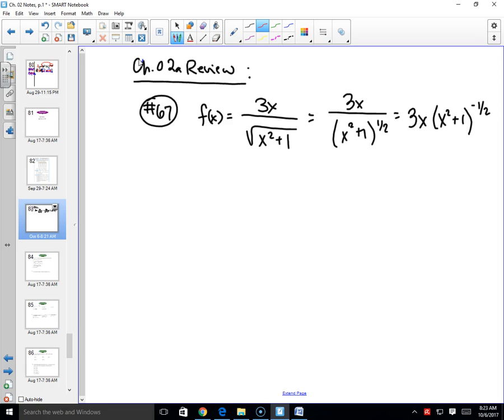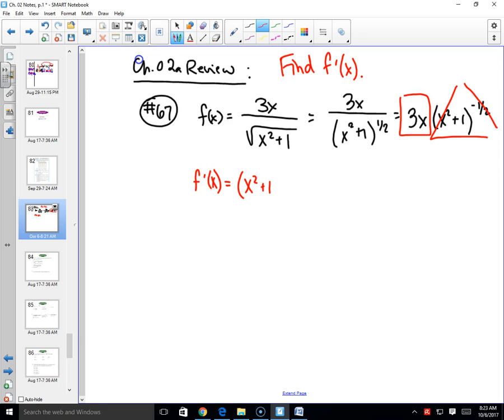Are the instructions just find f prime? Yeah, just find the first derivative. So, it's the product rule. First, okay, so let's slow down. Second, we rewrite, right? Derivative of the first, 3, does that make sense? Plus first, 3x.